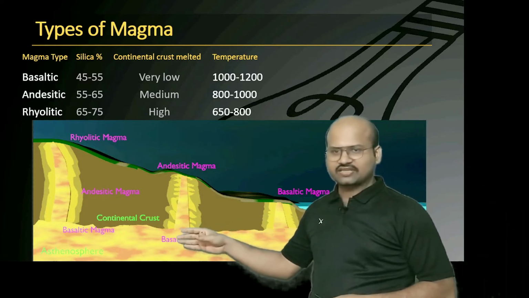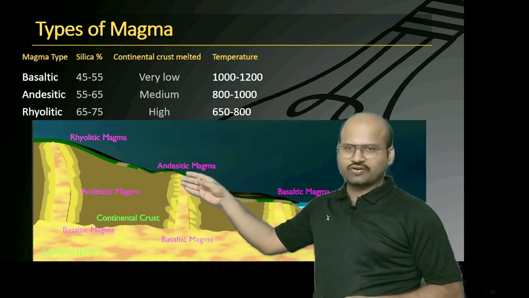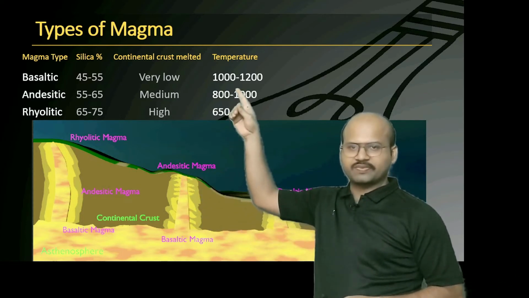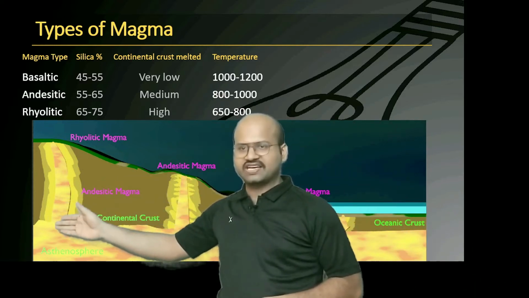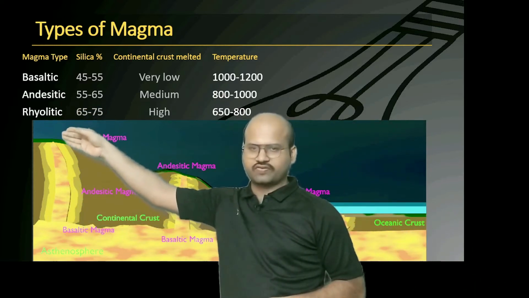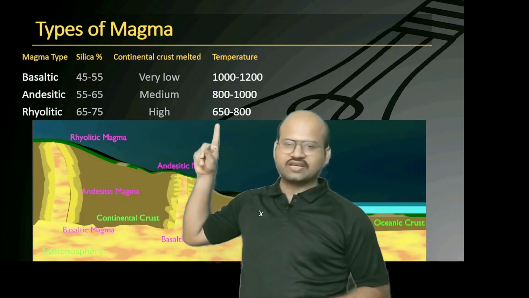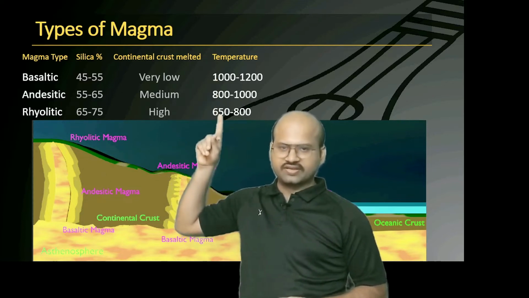But andesitic has to travel a larger distance. Therefore, its temperature is intermediate between basaltic and rhyolitic. While rhyolitic magma has to travel the greatest distance to reach the surface of our Earth. Therefore, its temperature is the least of these three.